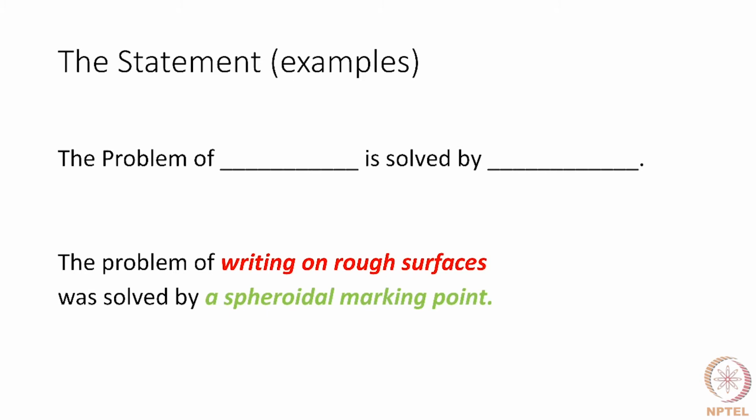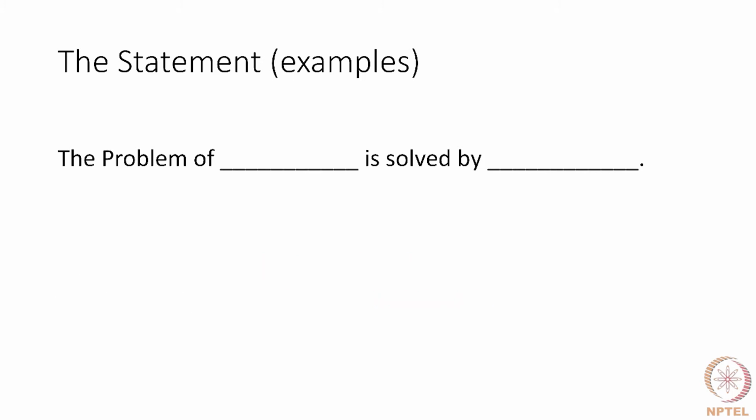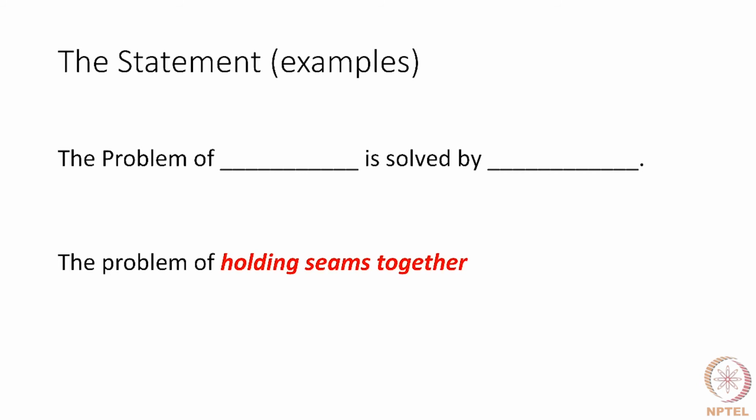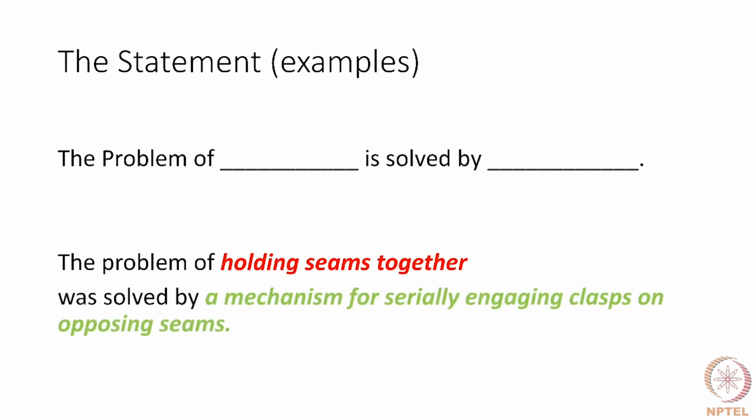We had already seen the other alternatives in our earlier lecture as to what could have been the different kinds of claims that could have come out of a ball pen. And the reason for choosing the particular problem is that it expands the scope of the invention, and it is what the inventor eventually claimed. The problem of holding seams together was solved by a mechanism for serially engaging clasps on opposing seams. Now, this is how a zipper works.